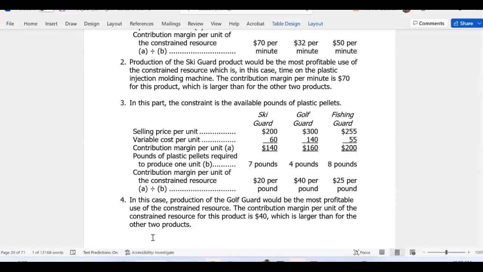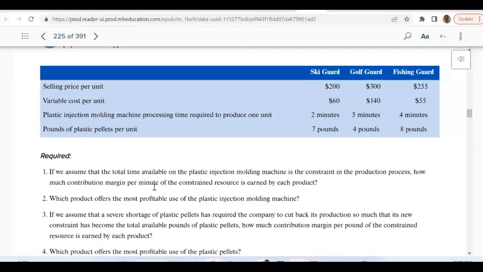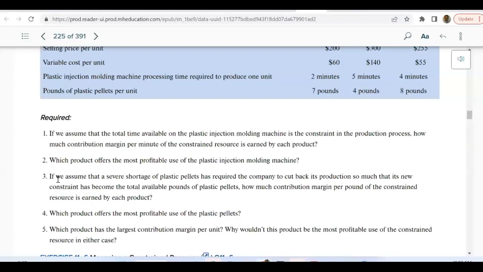Okay, let's read part 3 and then we'll come back. Part 3 says, how about if we assume that a severe shortage of plastic pellets has required the company to cut back its production because of that supply chain, so much that the new constraint has become the total available pounds of plastic pellets. How much contribution margin per pound of constrained resource is earned by each product? So we have constrained resource of supply chain for the plastic pellets, and we want to know what's the contribution margin per pounds of constrained resource.